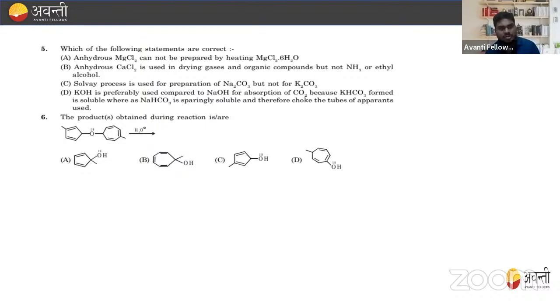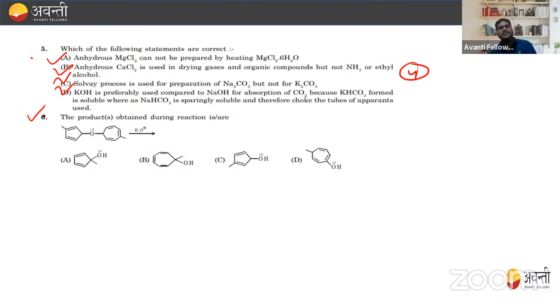KOH is preferably used compared to NaOH for absorption of CO2 because KHCO3 formed is soluble, whereas Na2CO3 is sparingly soluble, and therefore it can clog the tubes of the apparatus used. This one is all four statements. That is absolutely correct, right? So all four statements are correct.